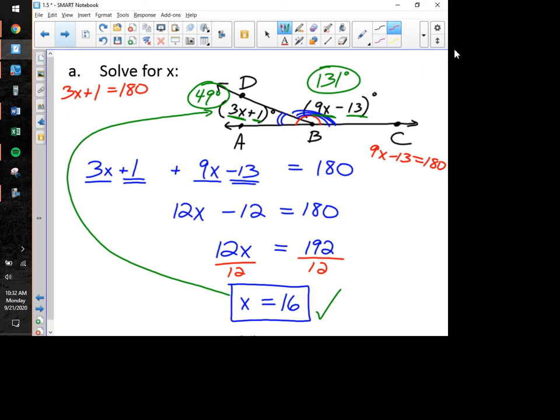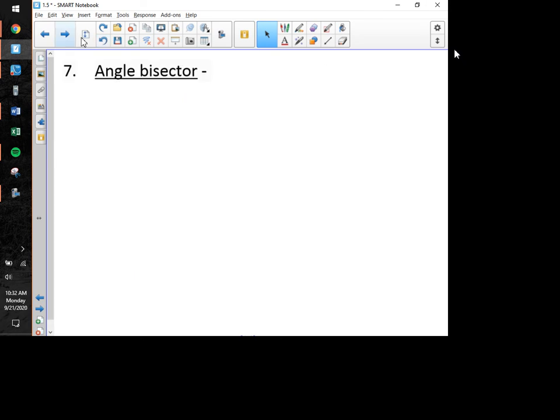You've got to commit to memory, everybody, that supplementary doesn't mean 180. Supplementary means adds up to 180. So there's no such thing as one supplementary angle. You need two supplementary angles whose measures add to 180 degrees. All right, so that's really important to make sure that we understand. Supplementary doesn't mean 180, it means two angles that add up to 180, and we need to make sure that we have that down. Last vocabulary term of this section, everybody, is angle bisector.